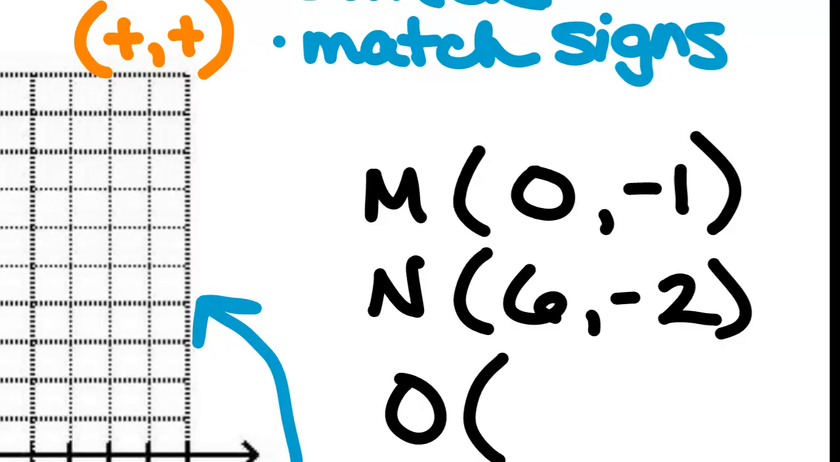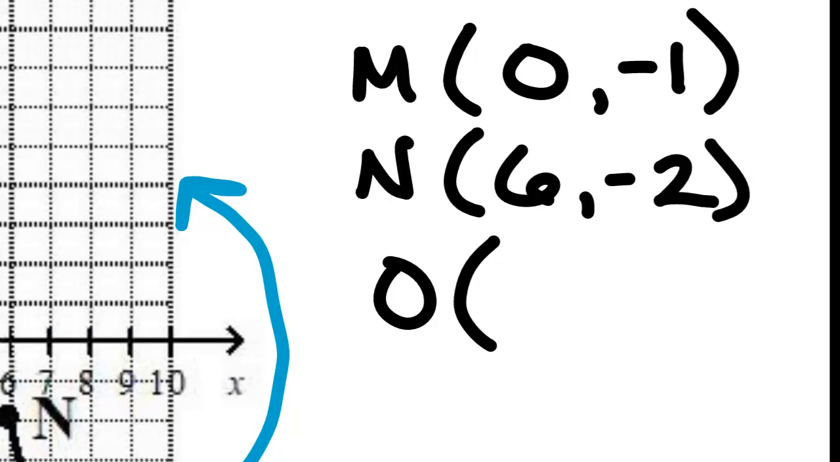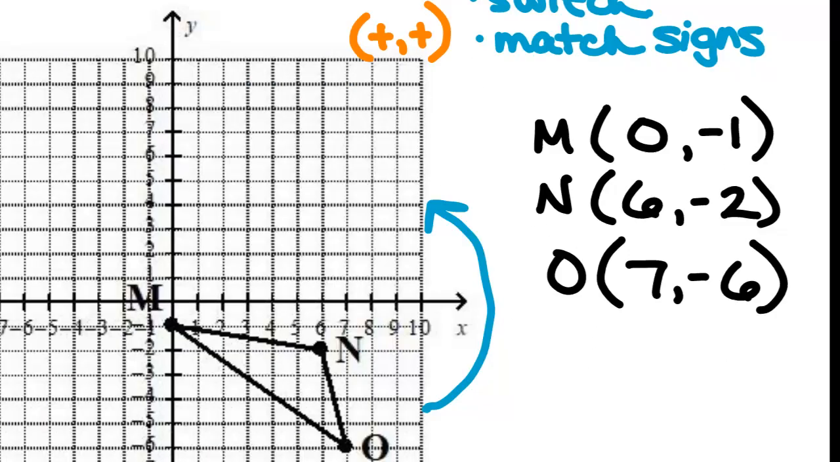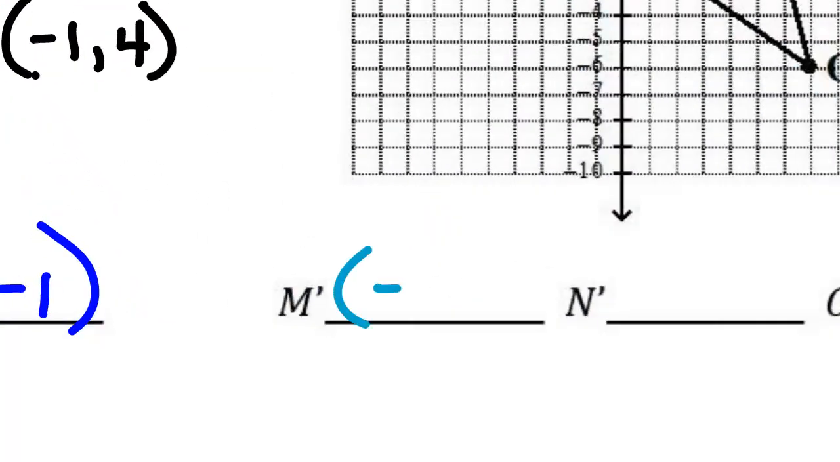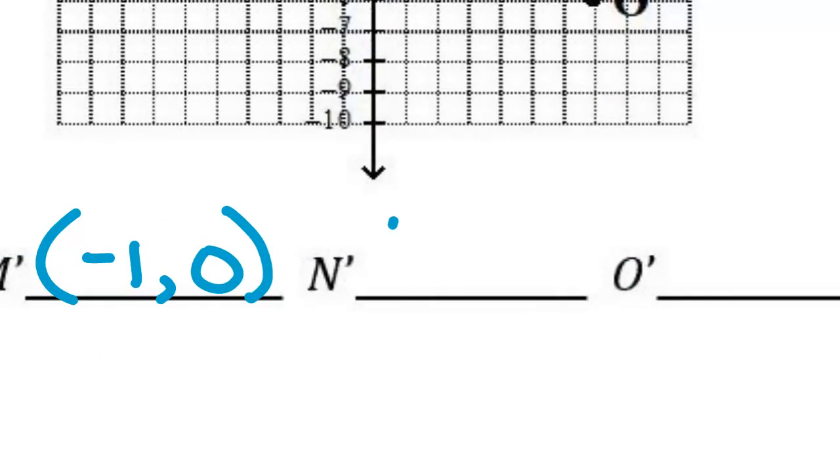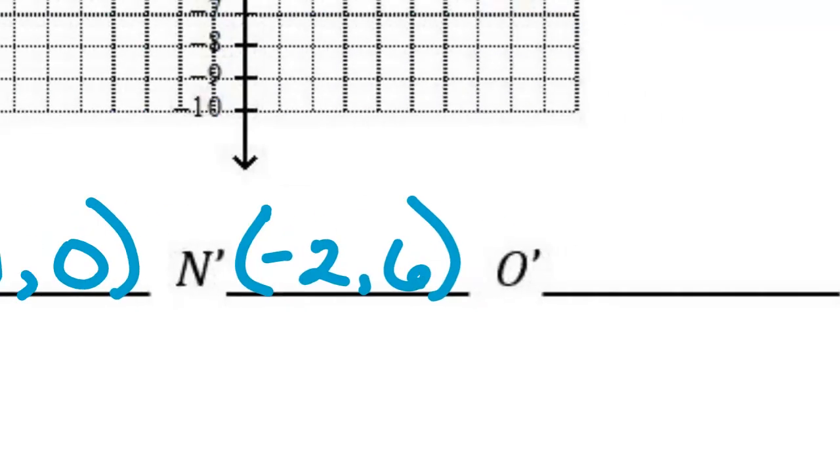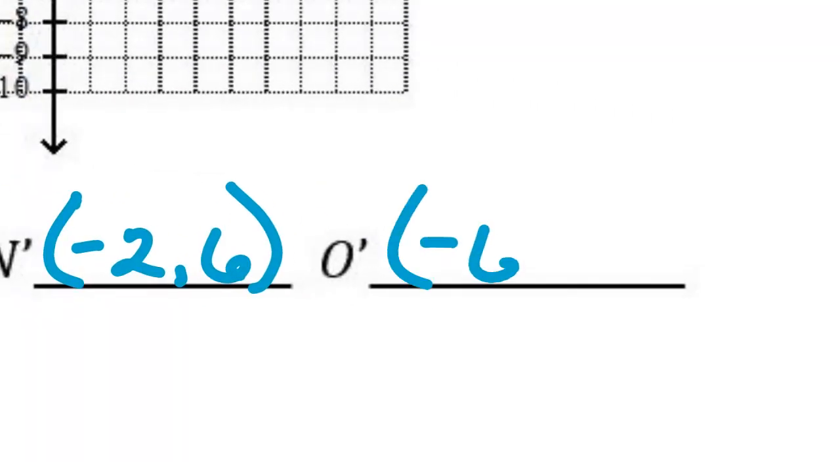And what's the ordered pair for O? 7, -6. So the first thing we're going to do is we're going to take all those ordered pairs and flip them around. So -1, 0. -2, 6. And -6, 7. And then what do we do?